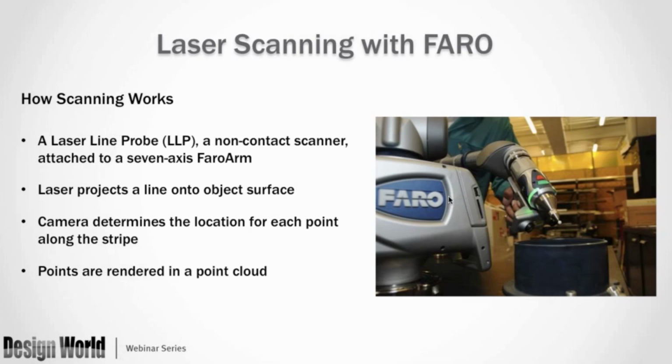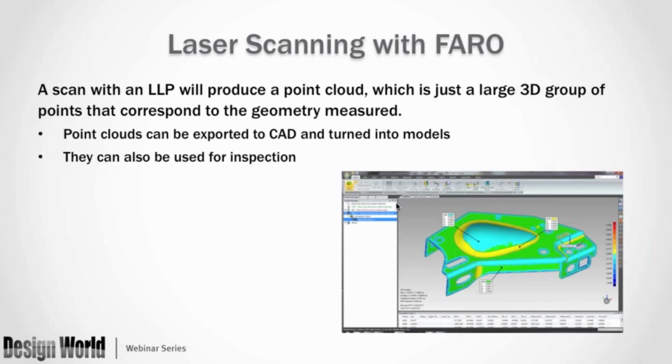A camera captures the profile formed by the laser line 60 times a second as the operator moves it over the surface, and the software determines the location for each point along the stripe. And finally, those points are rendered into a point cloud. A scan with an LLP will produce a point cloud, which is just a large 3D group of points that correspond to the geometry measured.